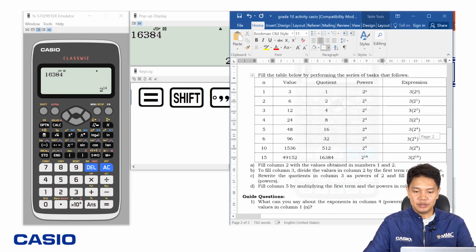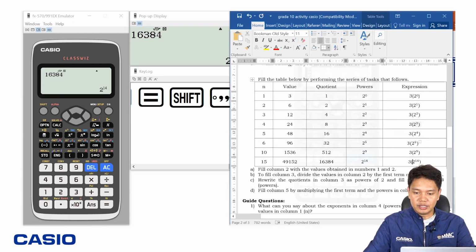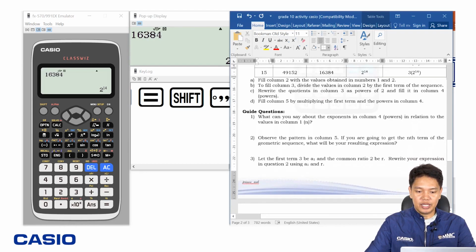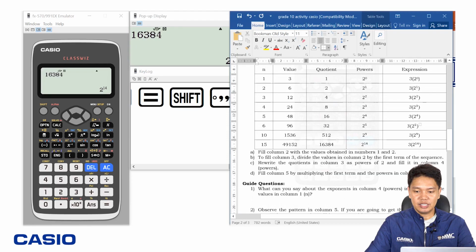After completing the table, let us try to observe the exponents of the given expression with n. As we can see, the exponents is always 1 less than to the values of n that we have here. So it means it's n minus 1. And we all know that we have all first terms 3 in the expression. And then we all have bases of 2 in the expression. So answering now the guide questions, what can you say about the exponents in column 4, which is the powers, in relation to the values in column 1? Again, as we can see, it's always 1 less than to the given values in n.